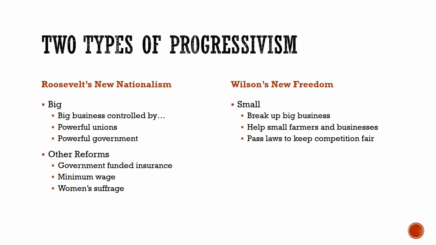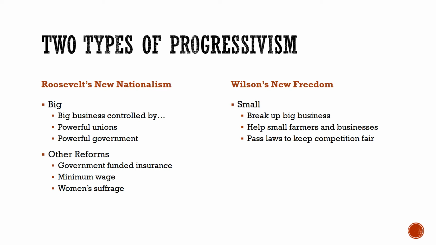Also, Roosevelt called for government-funded insurance, health insurance, unemployment insurance, minimum wage, and women's suffrage. So Roosevelt was really making some very forward-looking, very progressive, almost radical calls. If anybody called for government-funded insurance today, they would immediately be called a socialist.